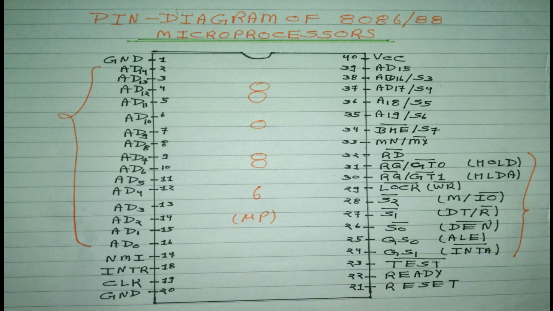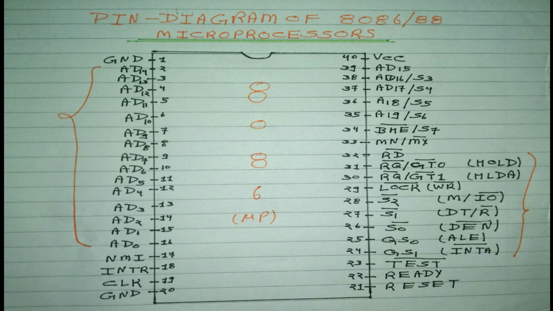Now, it is very important: the address and data pins. There are 16 data pins and 20 address pins. AD0 to AD15 are multiplexed, and the rest of the pins are free from multiplexing, which start from A16 to A19, as you can see in the diagram.